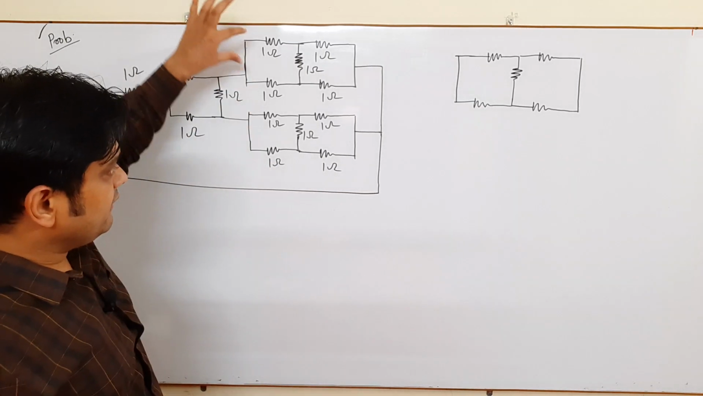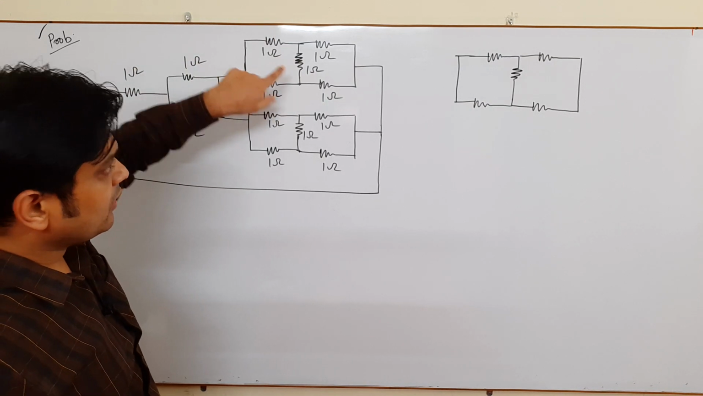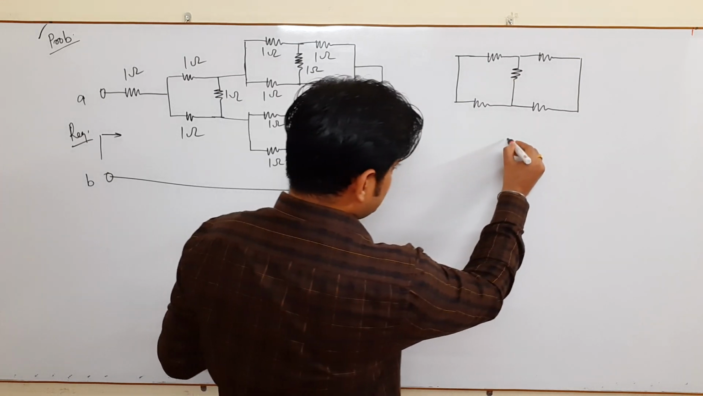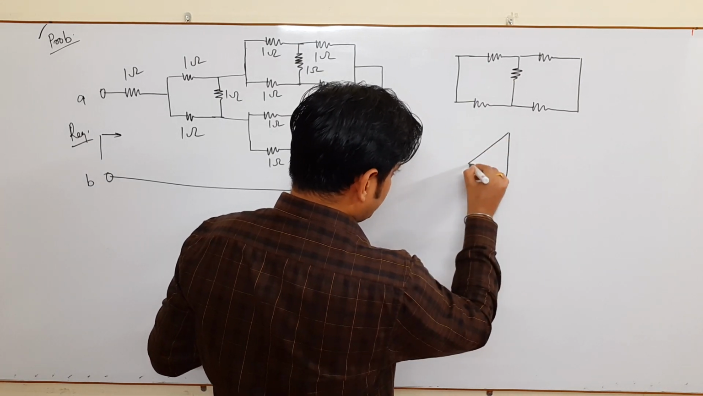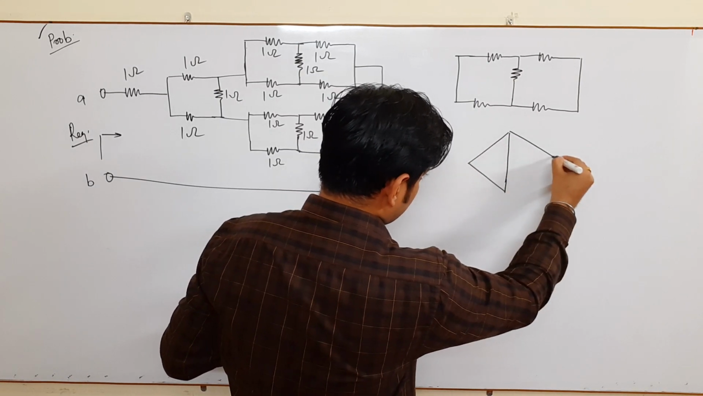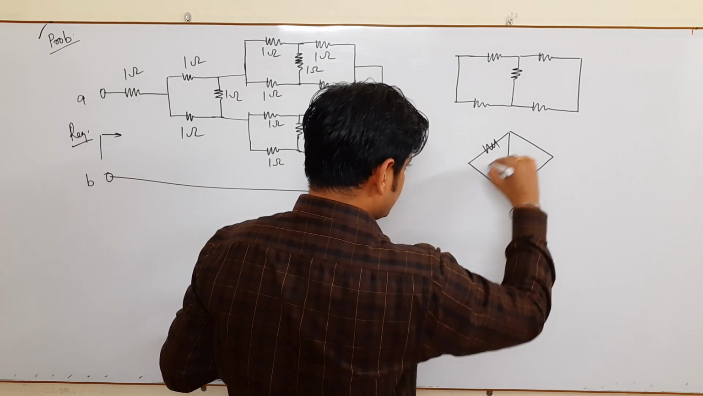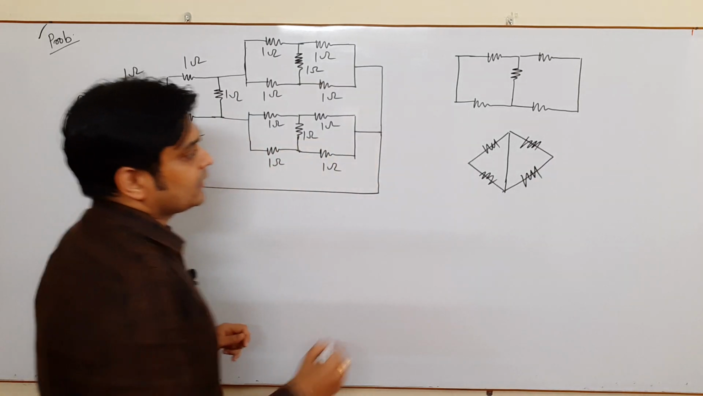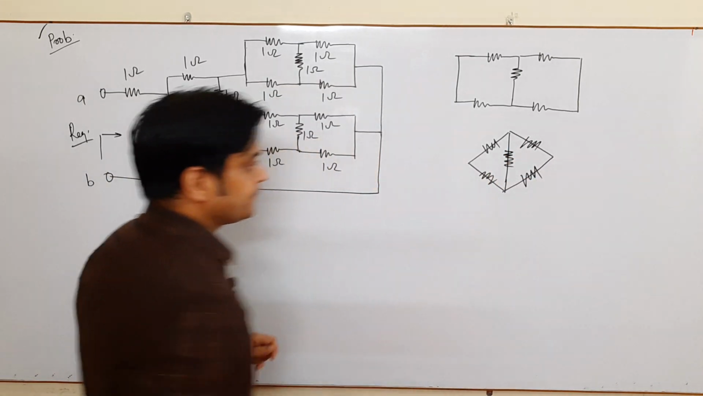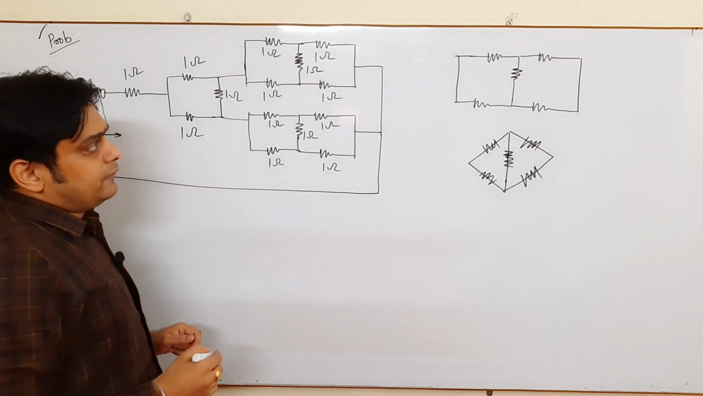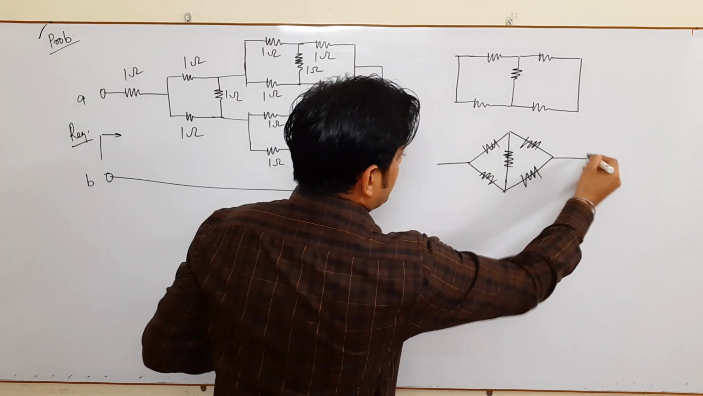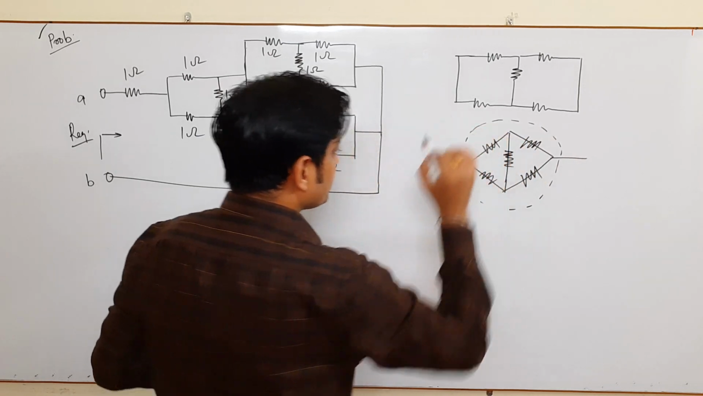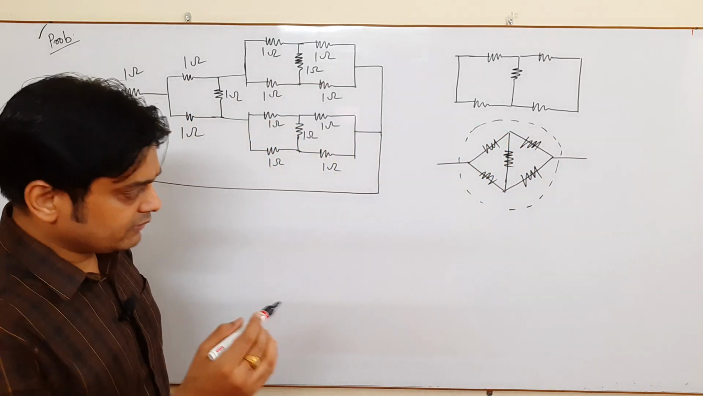See, whenever you find this type of structure, I have just taken one structure here. Basically, it is a kind of structure, and here is some resistance connected. So this is a kind of Wheatstone bridge. This is a kind of concept of Wheatstone bridge that we will see.